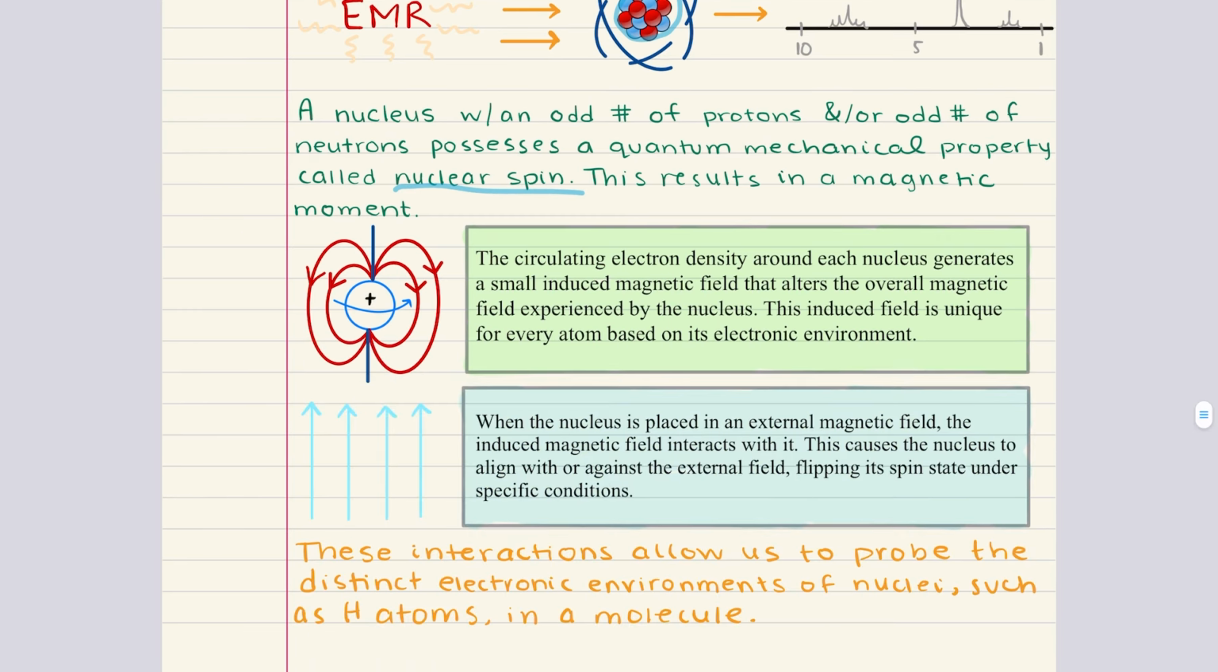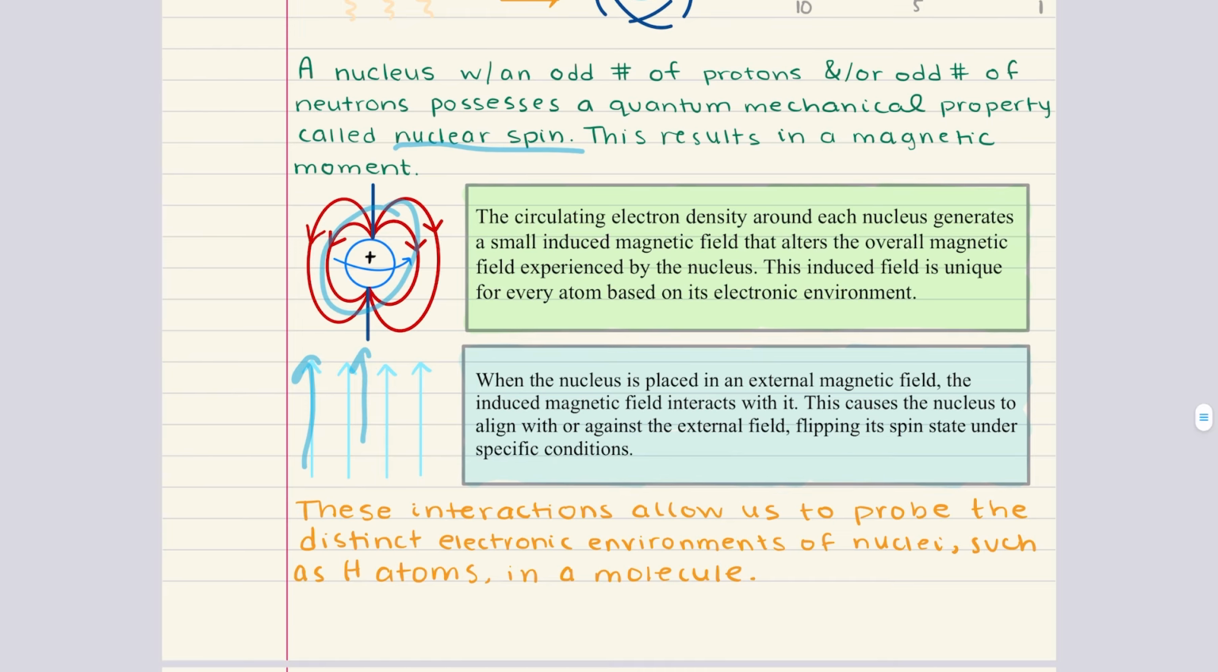When these spinning nuclei are placed in an external magnetic field, they behave in a predictable way. Each nucleus can align with the field, and that results in a lower energy state called the alpha spin state, or it can align against the field, and that results in a higher energy state called the beta spin state. The difference between these two spin states represents an energy gap. If a nucleus absorbs a photon of the right energy, specifically in the radio frequency range, it can flip from the alpha state to the beta state. And this transition is what NMR detects. So by measuring the frequency of energy absorbed during this flip, we can gather information about the magnetic environment of that nucleus.